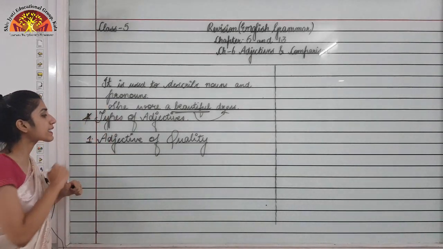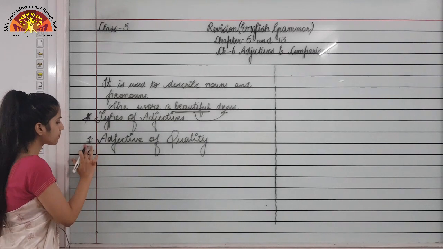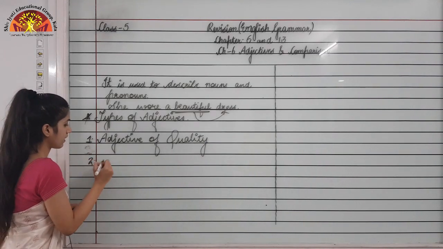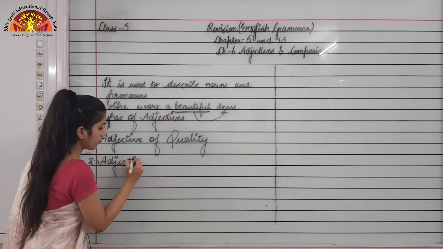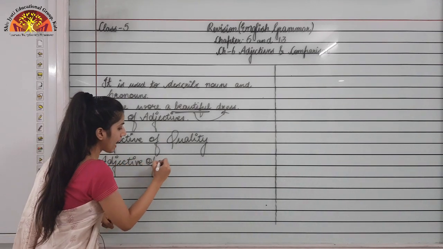Now moving to the second type of adjective, that is adjective of quantity and number.